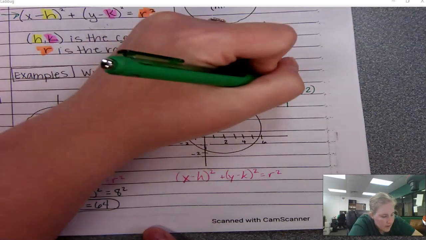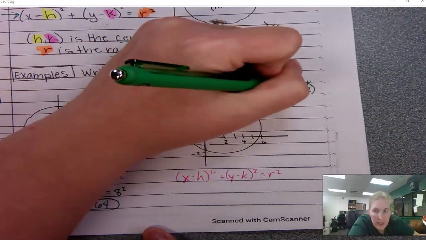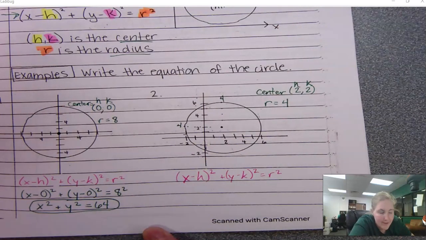Alright, now we're going to take these numbers. We have our H, our K, and our R. That's hard to say, our R. Okay.